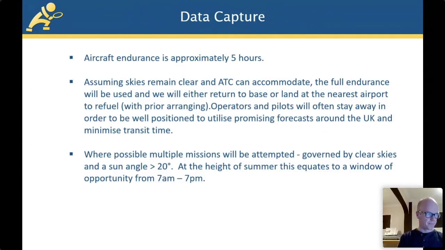Data capture. As I mentioned, the aircraft endurance is about 5 to 6 hours. So assuming skies can remain clear and air traffic keeps us in the airspace, we'll use the full endurance of the aircraft, and we'll return to base and land at the nearest airport to refuel. When we're trying to maximize our opportunities, the planning of where we're going to go, where we're going to refuel is critical. So at the height of summer, we'd want to try and get multiple missions in a single day, because at the height of summer, you probably have a survey opportunity from 7 a.m. to 7 p.m. So you want to get 2 missions in that time.